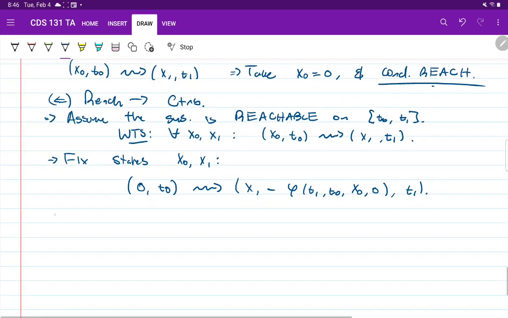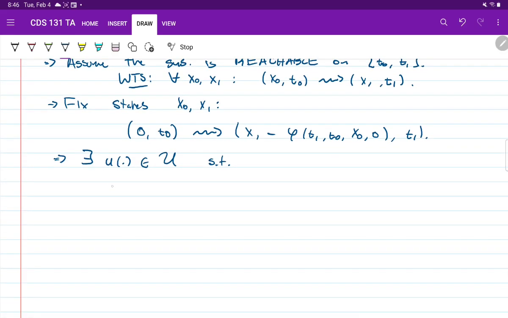All right, so what does this mean? Well, this means that there exists an input, u, which belongs to my input signal space, such that the following condition holds: phi of t1, t0, initial condition 0, and input signal u is equal to x1 minus phi of t1, t0, x0, and 0 input. This is just from the basic definition of what it means for an event to be reachable.